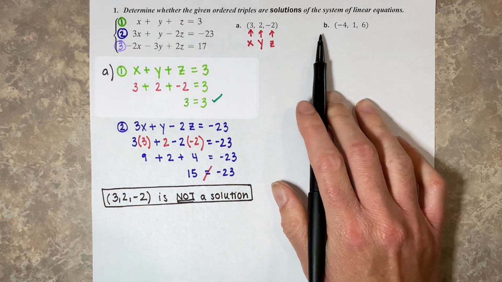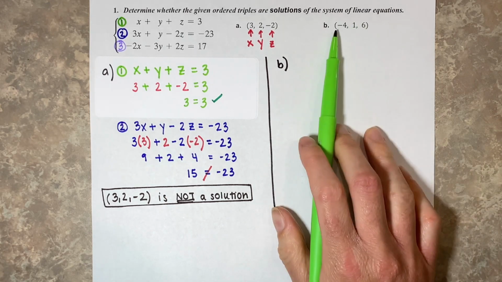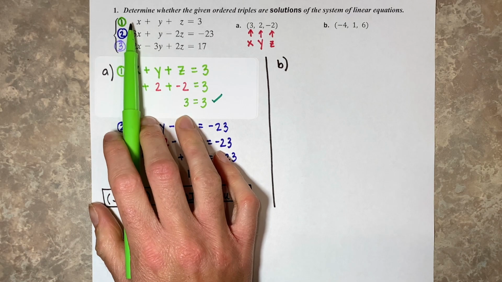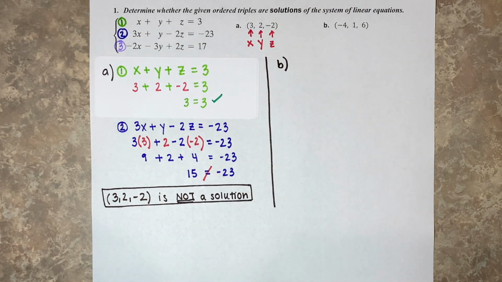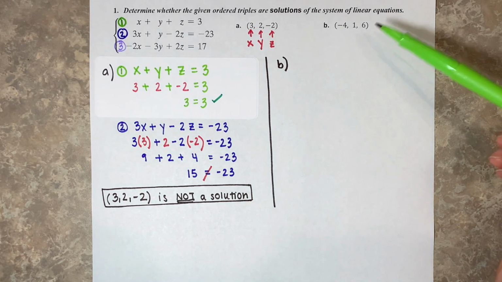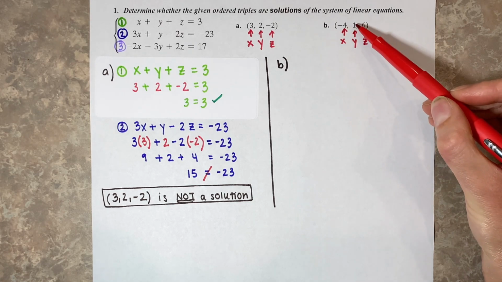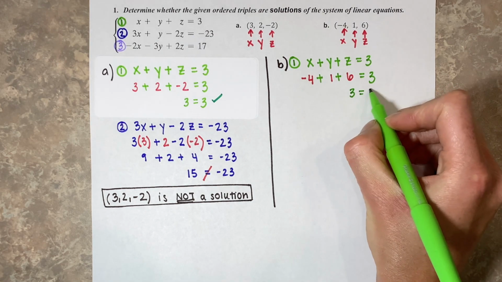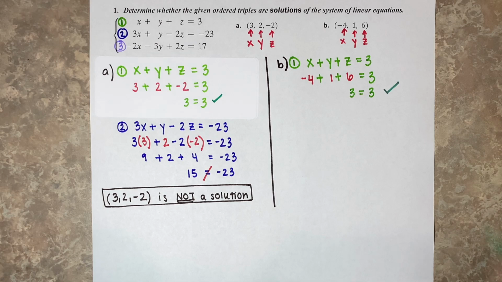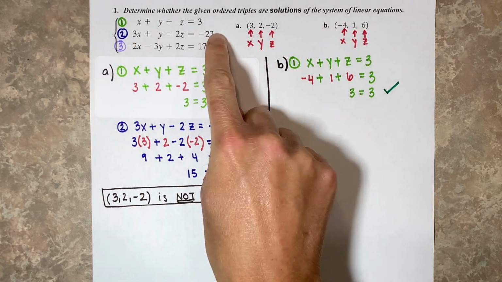Let's quickly check the ordered triplet given for example B. In order for this ordered triplet to be a solution to this system of equations, it must create a true statement when plugged into all three equations. So I'm going to start by plugging in this ordered triplet into equation 1. And again, we'll plug -4 in for x, 1 for y, and 6 for z. We end up with the true statement 3 equals 3. So now let's go ahead and plug this ordered triplet into equation 2.